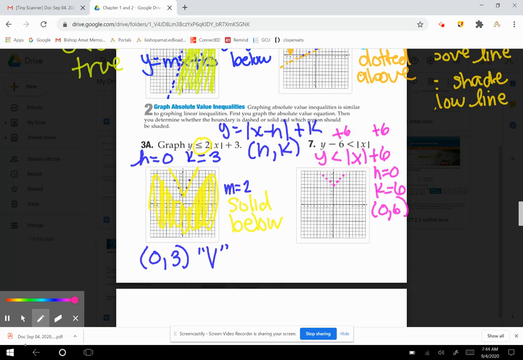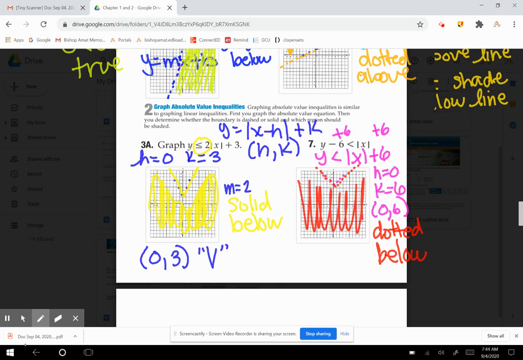Let's talk about our dotted line or our solid line. y is less than, so it's going to be dotted. And y is less than, so you're going to shade below. Okay, so dot this line. y is less than, so you shade below.